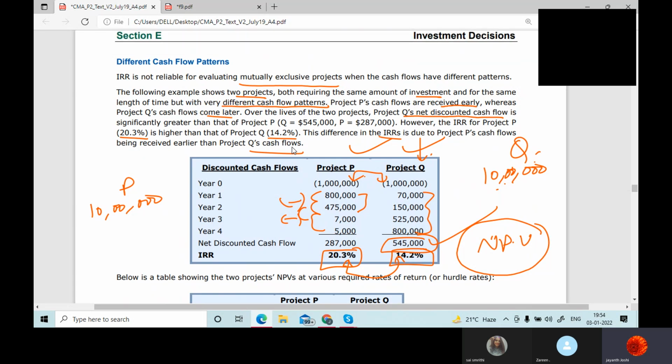Why? My project P's IRR is differing from project Q's IRR because one of the reasons is I have received a lot more cash in the beginning year in project P when compared to project Q, and there I have slowly received the cash flows, correct? So what would I have done here? When I received 8 lakhs, I would have invested that at 20.3%, correct or wrong?